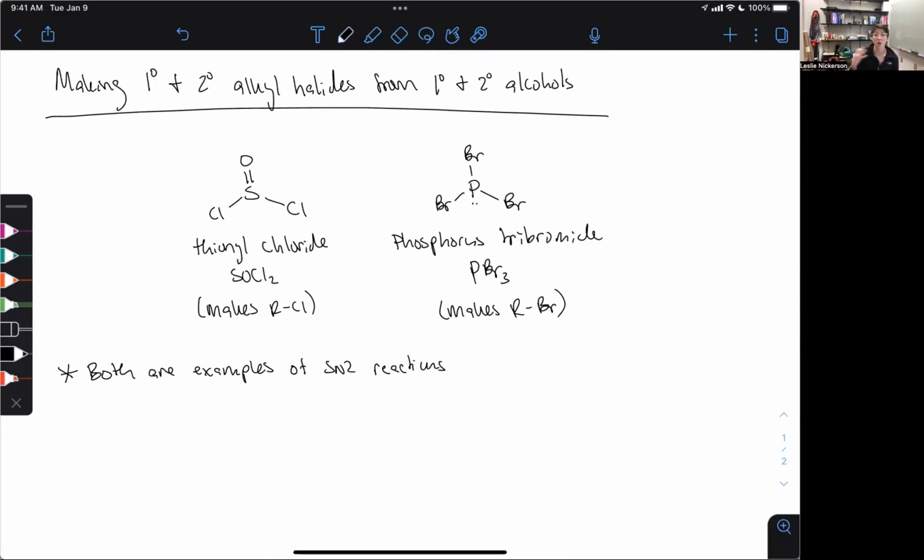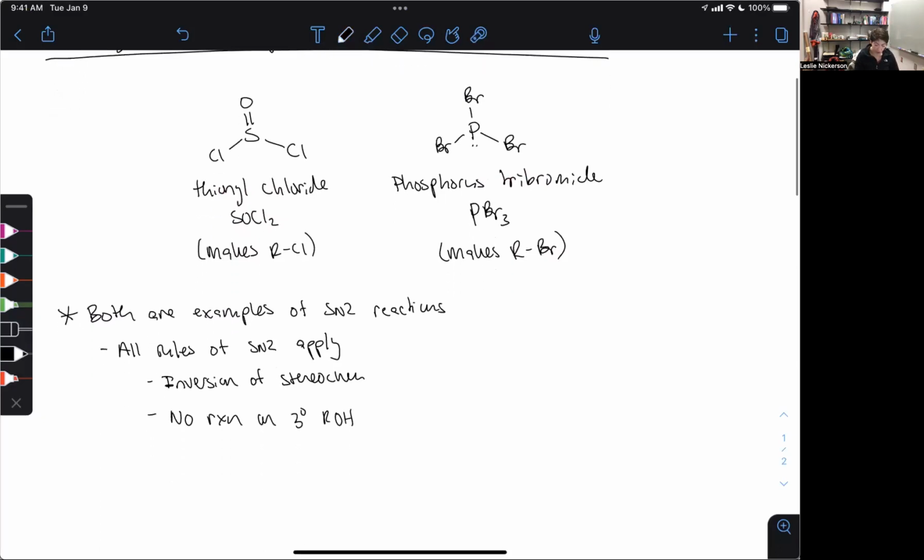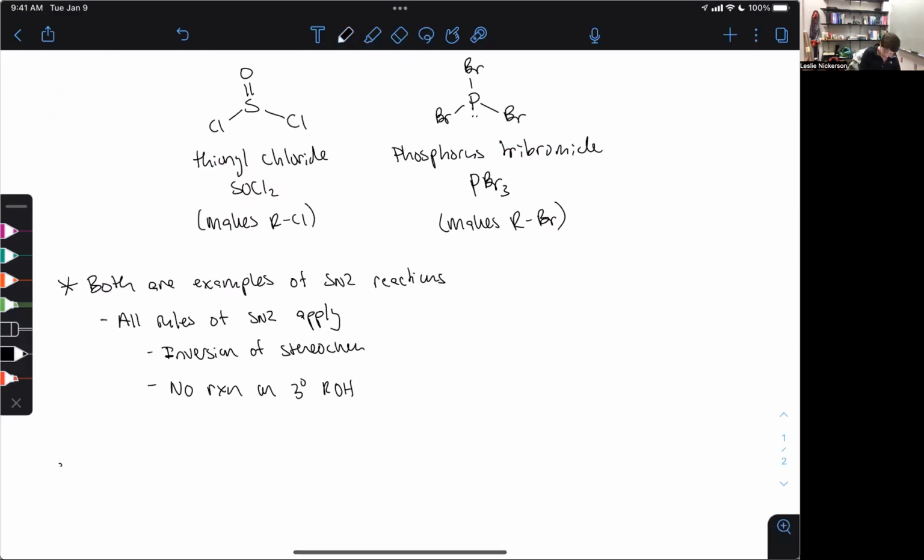So we want to keep in mind that all of the same rules of SN2 apply. We're thinking about inversion of stereochemistry. We're thinking about no reaction on tertiary alcohols. All the same SN2 style rules are going to apply here. So let's look at thionyl chloride first.